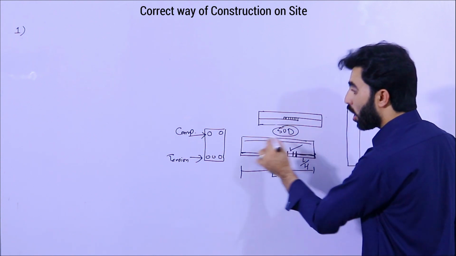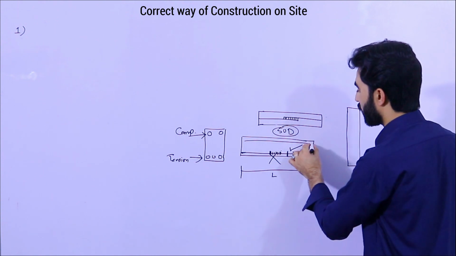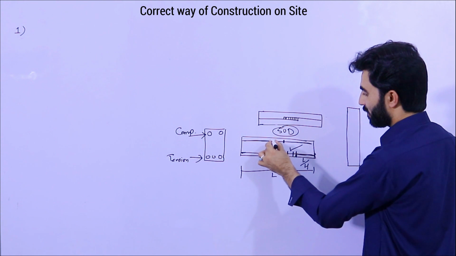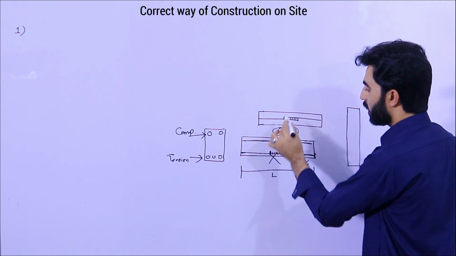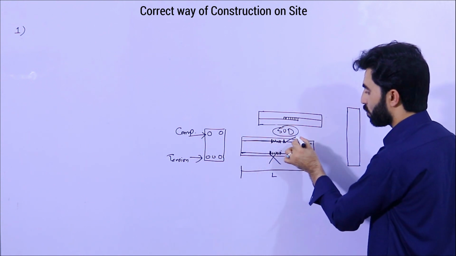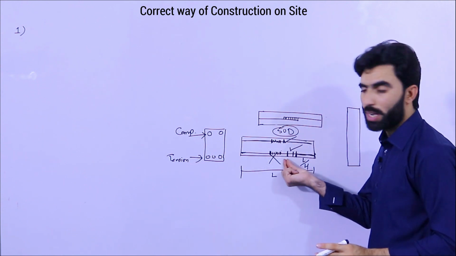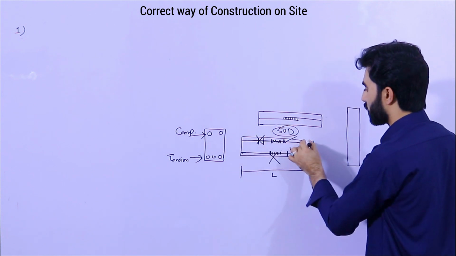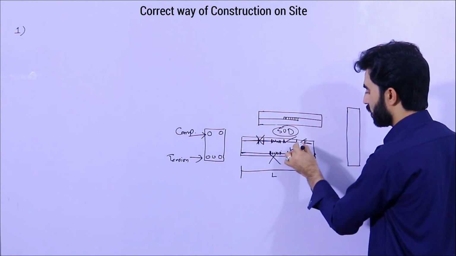But at the top, in the compression zone, here guys, you can see, the lapping should be provided at the mid. So this is very important. Here this is the correct way. Here also you can provide, but at the bottom you can't provide. But after L/4 you cannot provide here also. So this is very important to know.